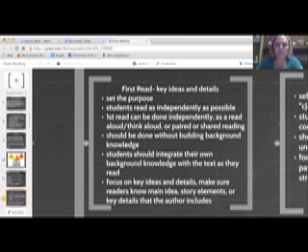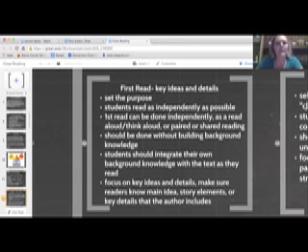So during the first read, the key ideas and details, you set the purpose. Students read as independently as possible. The first read can be done independently, as a read aloud, think aloud, or a paired or shared reading. It should be done without building background knowledge. Students should integrate their own background knowledge with the text as they read. Now focus on key details and ideas. Make sure readers know the main idea, story elements, or key details that the author includes.